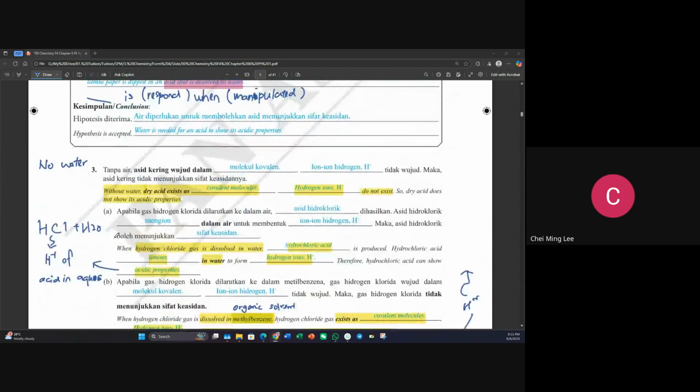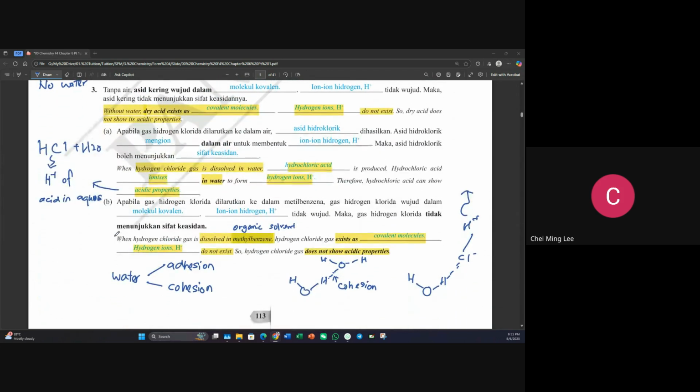All right. So let's see. Without water, dry acid exists as covalent molecules, so the hydrogen ion does not exist. This is why it does not show the acidic properties. When hydrogen chloride gas is dissolved in water, hydrochloric acid is produced. The hydrochloric acid ionizes in water to form hydrogen ions, so it can show acidic properties.